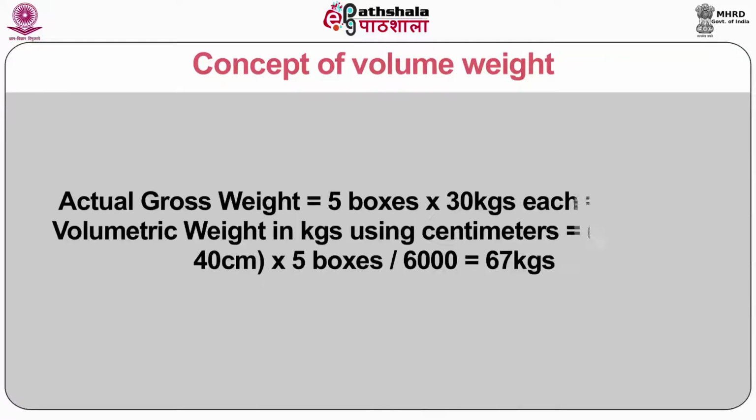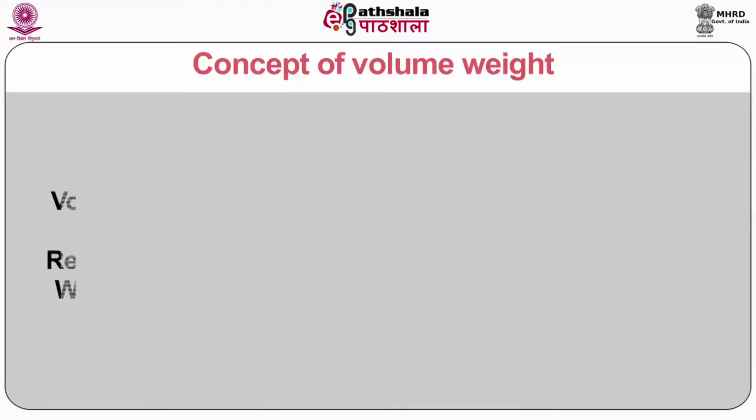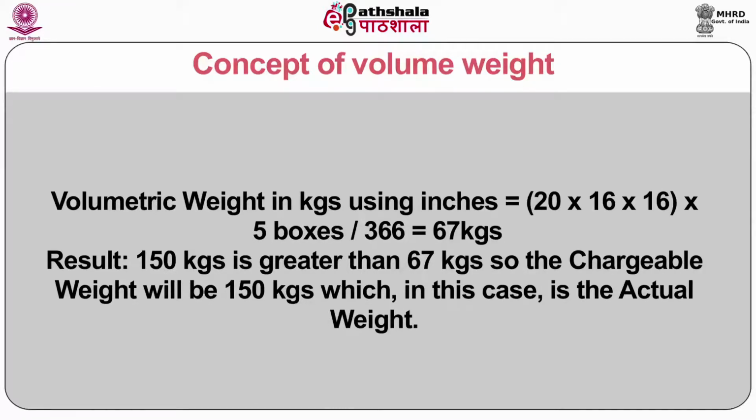Solution: actual gross weight equals 5 boxes into 30 kgs each, equal to 150 kgs. Volumetric weight in kgs using centimeters equals 50 into 40 into 40 into 5 boxes divided by 6000, equal to 67 kgs. Volumetric weight in kgs using inches: 20 into 16 into 16 into 5 divided by 366, equal to 67 kgs. Result: 150 kgs is greater than 67 kgs.